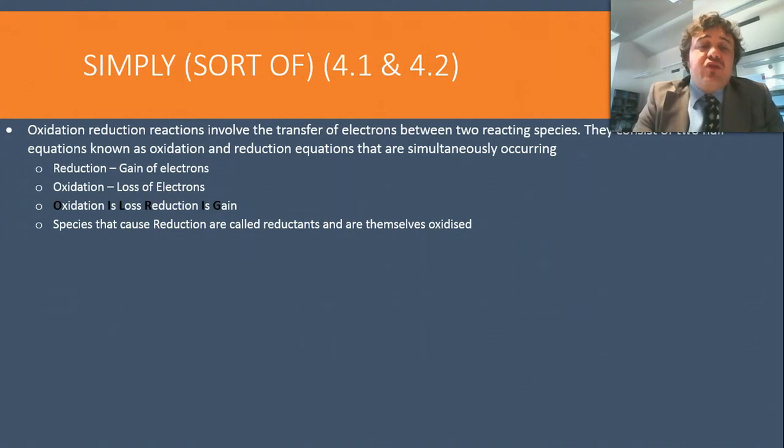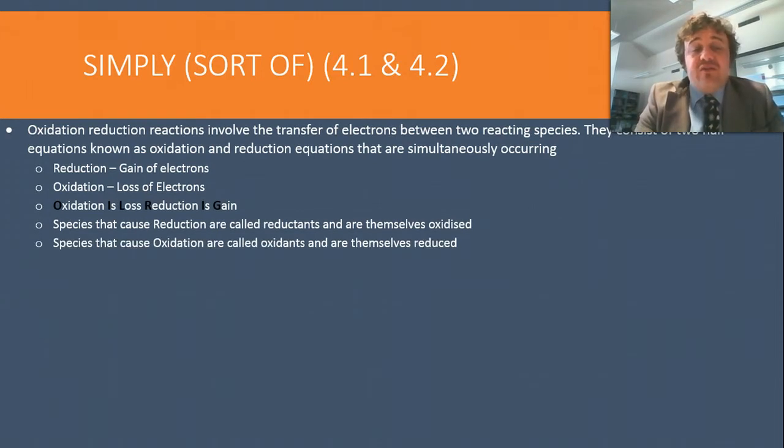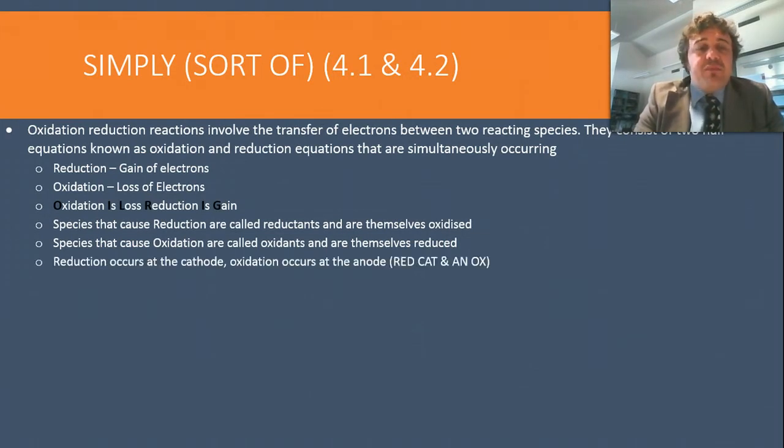And any species which causes reduction is called a reductant, but it itself is oxidized. And the converse is true. So if you cause oxidation, you're an oxidant, but you yourself are reduced. Now, reduction occurs at the cathode, oxidation occurs at the anode, and this gives us a nice little mnemonic: red cat and an ox. So red cat and an ox. That's a good way for us to remember when we start talking about galvanic cells, which we'll get to next lesson.